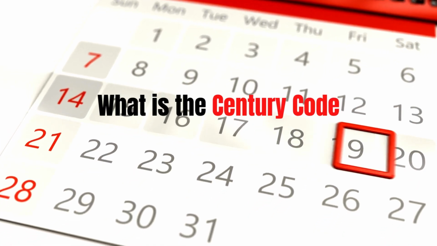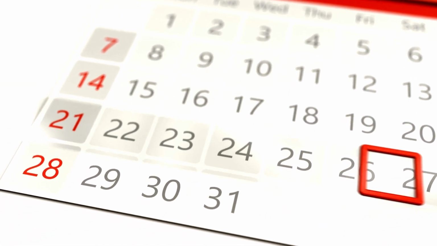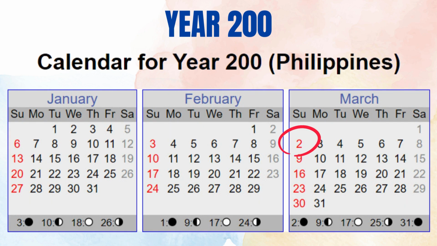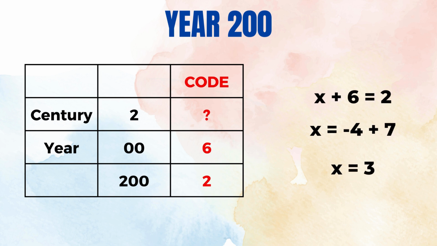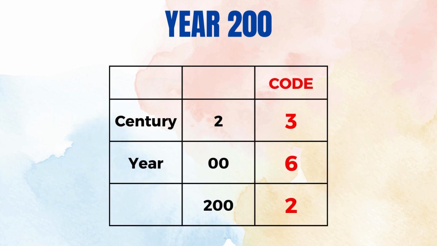What is the century code of year 200? Century is 2, year 00 equals 6, 200 equals 2, x plus 6 equals 2, x equals 3, century 2 equals 3.